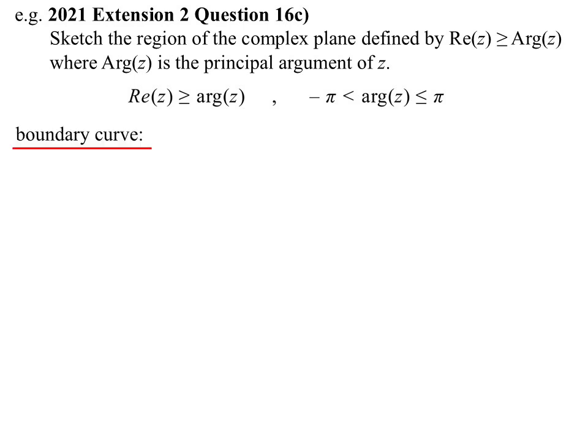Well, if we're going to draw a region, we want to know what the boundary curve is. What on earth is that curve? I've got no idea. So let's go back to Cartesian and see if I recognise it. The real part of z, well, I know that's just x. The argument of z, well, that's the inverse tan of y over x. I still don't know what that is.